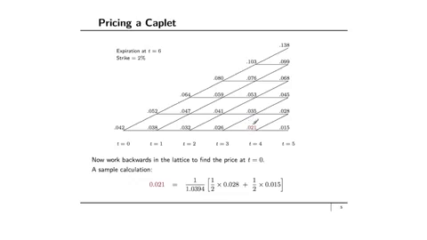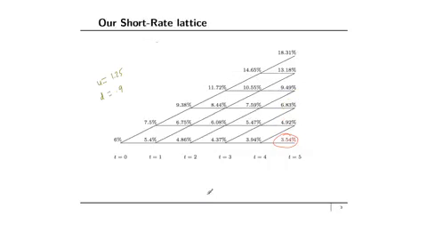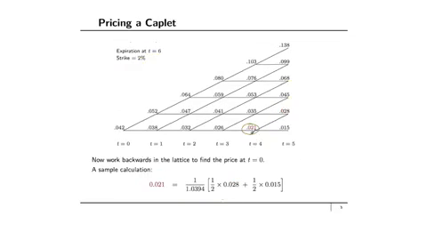For example, the value of 0.021 is calculated as follows. It is simply 1 over 1 plus 3.94%. Remember, that is the short rate prevailing at this node here, 3.94%. So we get simply 1 over 1 plus 3.94% times the expected value of the caplet 1 period ahead using the risk-neutral probabilities, which are a half and a half. 1 period ahead, it's either worth 0.028, which we have here, or 0.015, which is what we have down here. So we get the value of the caplet at this node.